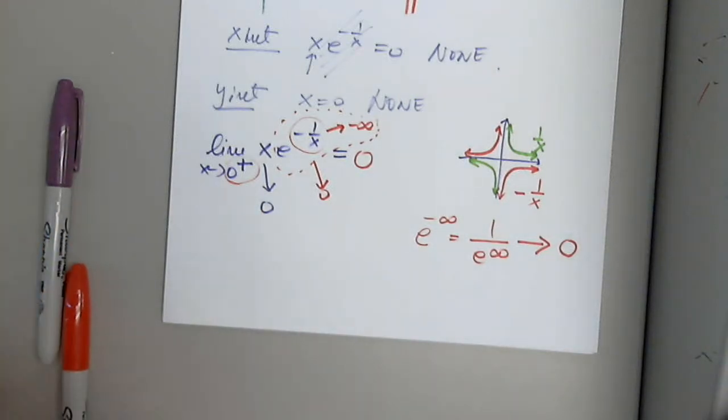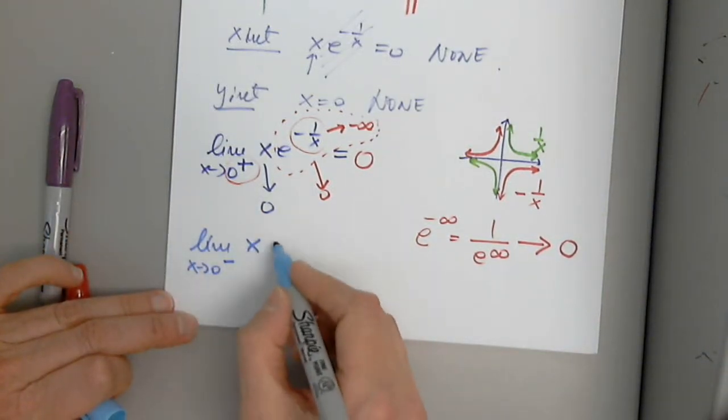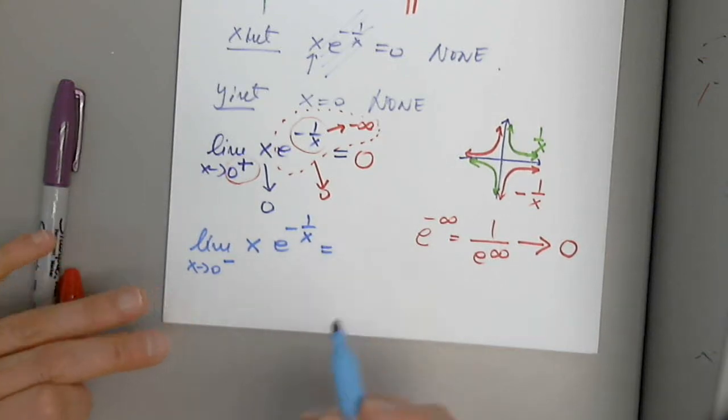Okay, so now we look at the limit as x approaches 0 from the left, of x e to negative 1 over x.